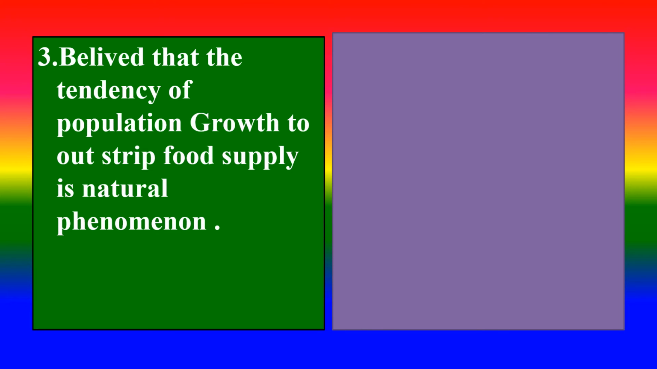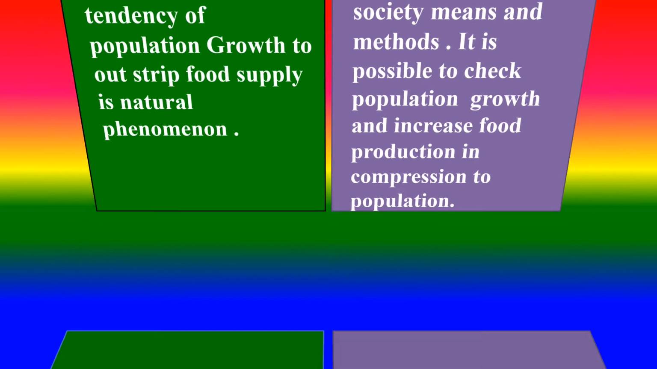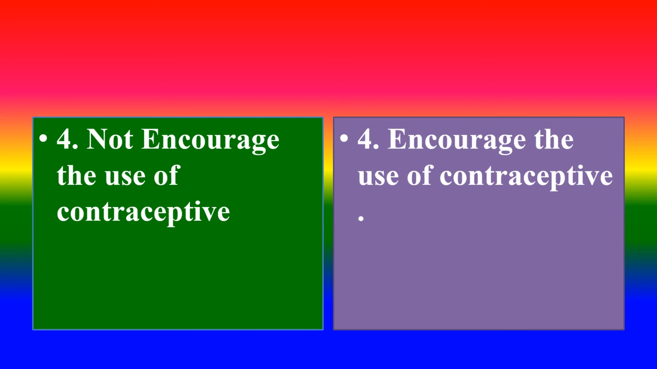Third, Malthus believed that the tendency of population growth to outstrip food supply is natural phenomenon. But Neo-Malthusians say that by use of modern society's means and methods, it is possible to check population growth and increase food production in comparison to population. Fourth difference, Malthus did not encourage the use of contraceptives, but Neo-Malthus encourage the use of contraceptives.